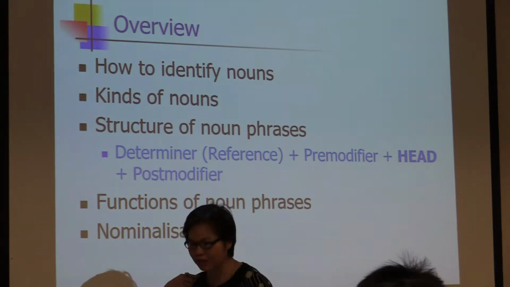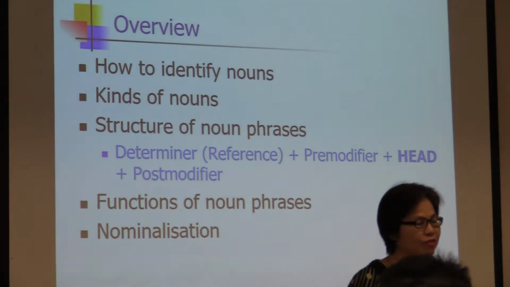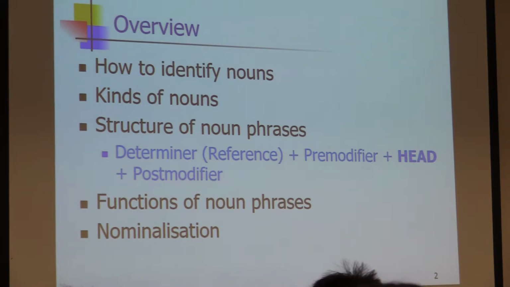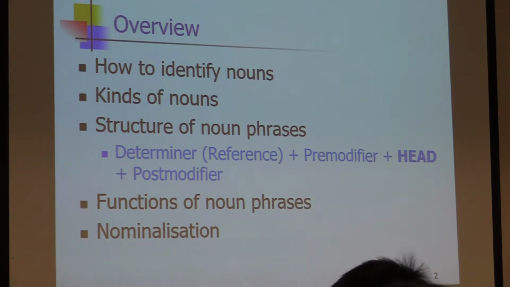All right. Now, let's have a revision of what we learned 2 weeks ago on nouns and noun phrases. Remember that? So how do we identify nouns? There are 3 ways. One is to look at the distribution, that means the syntactic structure, where you find it. The second one is the morphological structure. What kinds of structure do nouns have?